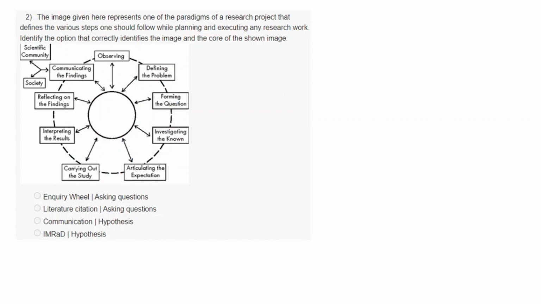The image given here represents one of the paradigms of a research project that defines the various steps one should follow while planning and executing any research work. Identify the option that correctly identifies the image and the code of the shown image. So this diagram is from your lecture slide. What do you think will be the answer from among the options? First option. Enquiry wheel, correct.